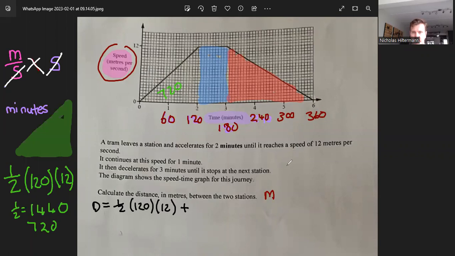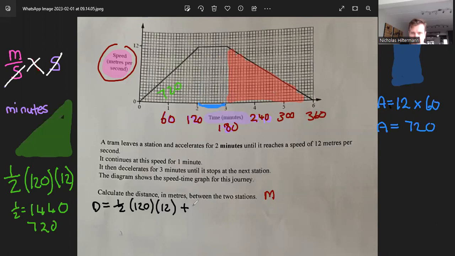Plus, let's do the blue one. We'll pull the blue one over to here. The blue one is the rectangle, that's base times height. The height is 12, and the distance from here to here is 1 minute, which is 60 seconds. I don't do the 180, I've already done this side. I'm just doing the 60 seconds that goes from here to here. And that's 12 times 60, which is 720 again.